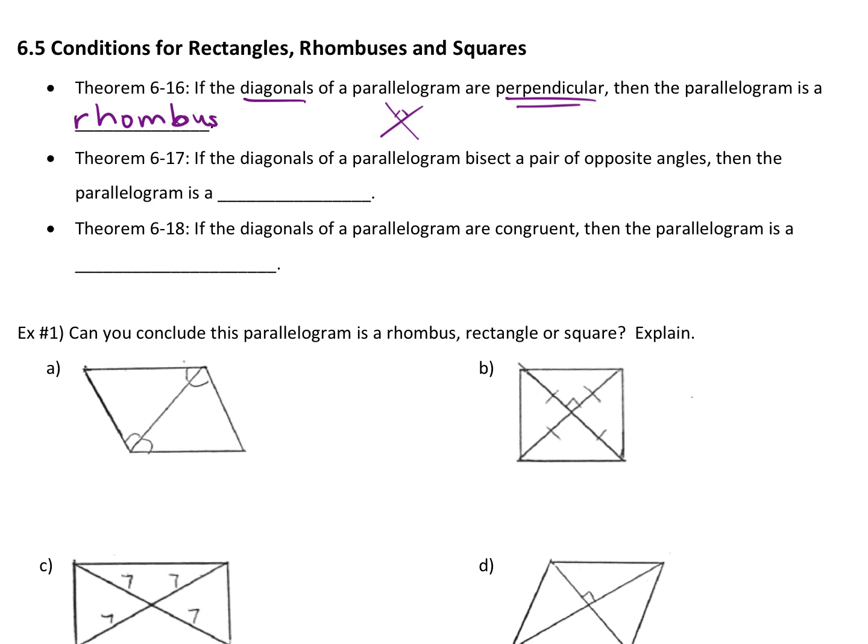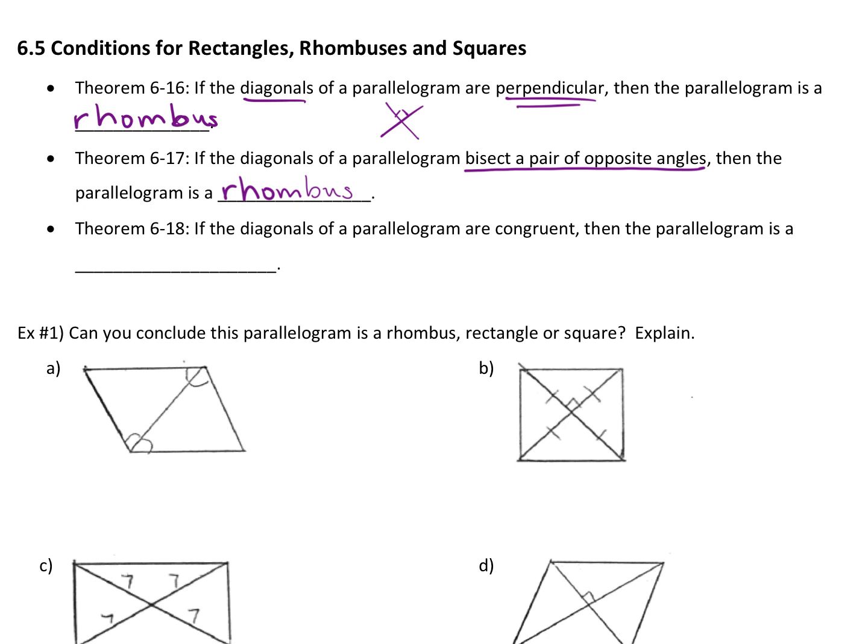The second one says if the diagonals of a parallelogram bisect a pair of opposite angles, then the parallelogram is a blank. It's not a rectangle. A rhombus again, right? Remember the theorems we learned about rhombuses? It bisects a pair of angles and it has perpendicular diagonals. So they're just saying it a different way now. They're saying the converse. So this is another rhombus. Then there's theorem 618.